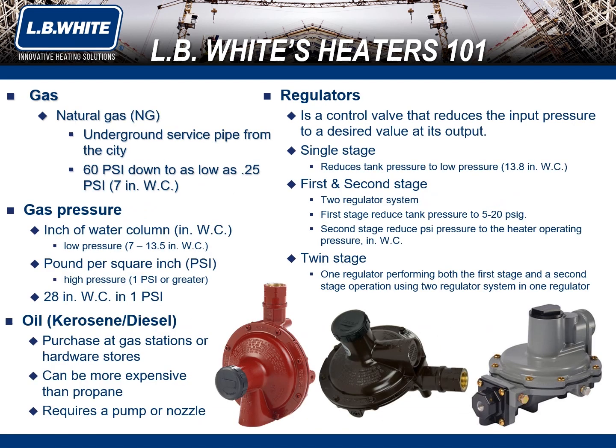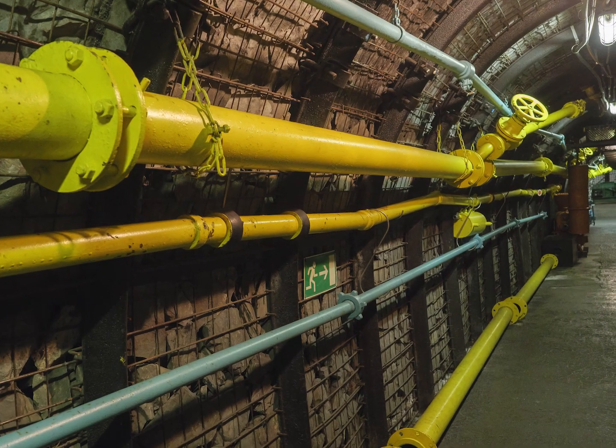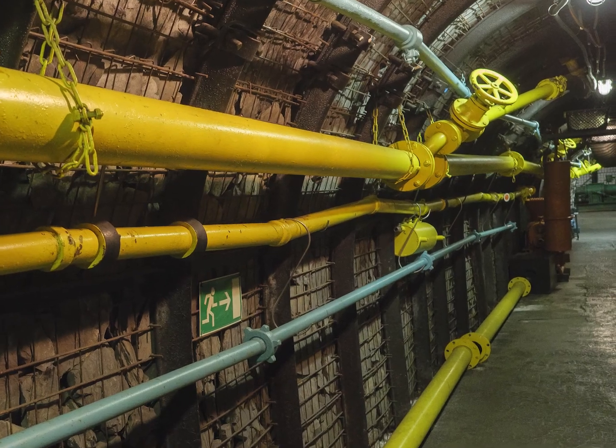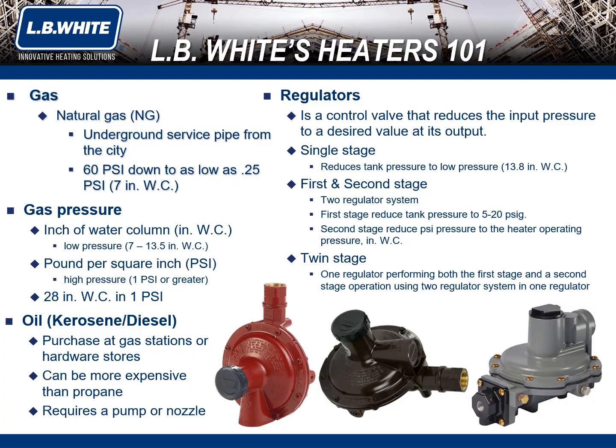The other gaseous fuel type is natural gas. Natural gas comes from an underground service pipe from the city. Natural gas pressure can be anywhere from 60 psi down to as low as 0.25 psi or 7 inches of water column. When we are talking about gas pressure, there are 2 units of measure: inches of water column, inches WC, and pounds per square inch, PSI.